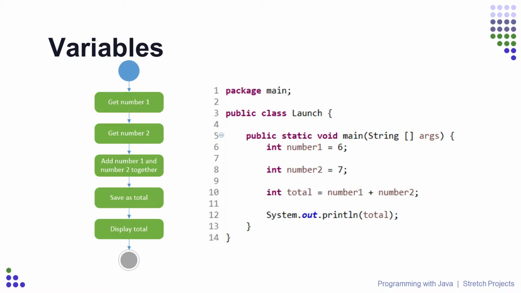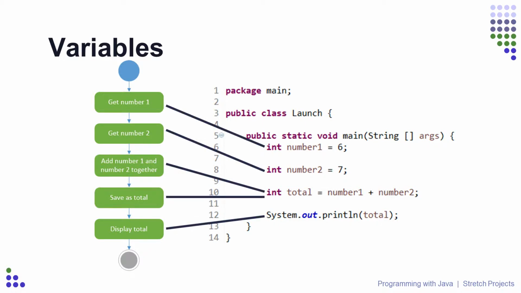variables are used. In this example we have three variables, number 1, number 2, and total. These are three different places where we can store data in this program. We're able to assign number 1 to any number that we want. In this case I've assigned it to the number 6. And the same goes for number 2. I've assigned the number 7 in the code.